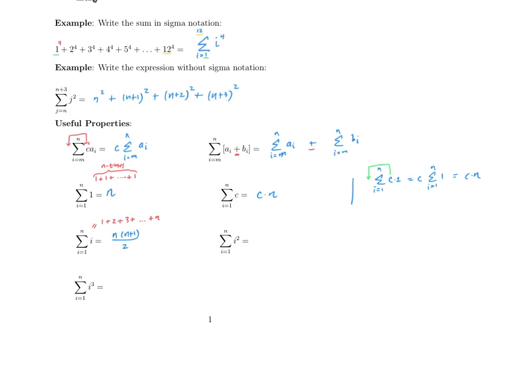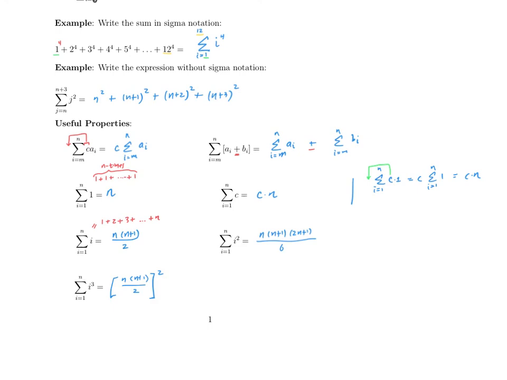The next quantity, the sum from I equals 1 to n of I squared, it turns out that this is n times n plus 1 times 2n plus 1 over 6. And the final sum, I equals 1 to n of I cubed, is the quantity n times n plus 1 over 2, and that is squared.